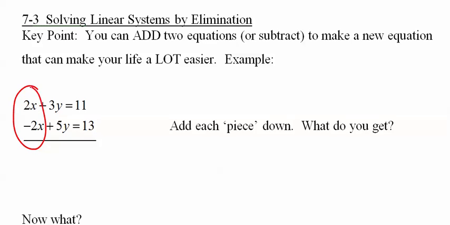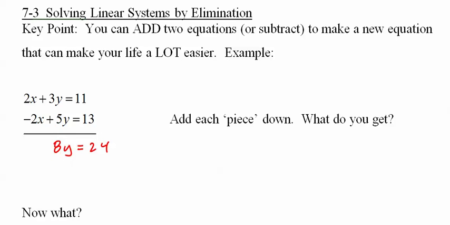So when we add down, 2x minus 2x is 0x. In other words, it's gone, so we're just going to erase it. 3y plus 5y is 8y. 11 plus 13 is 24. Now what do we do? Well, we've got a single variable alone, so divide both sides by 8. y equals 3. And we're right back where we were before.